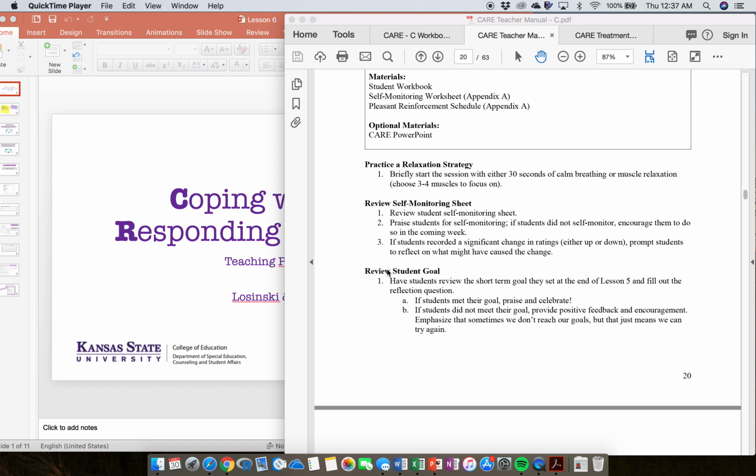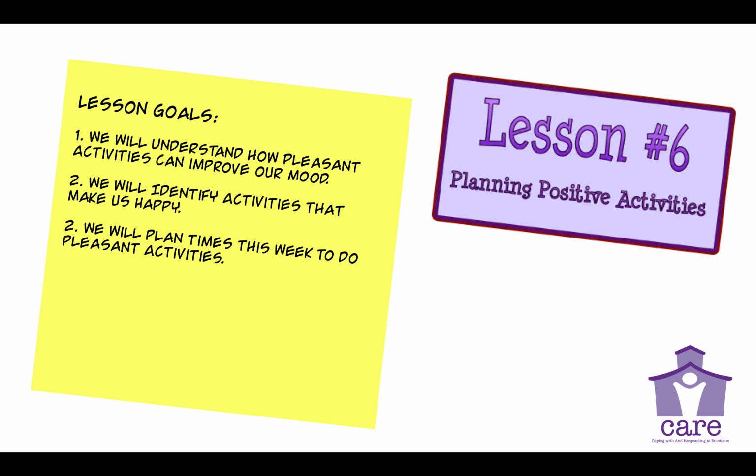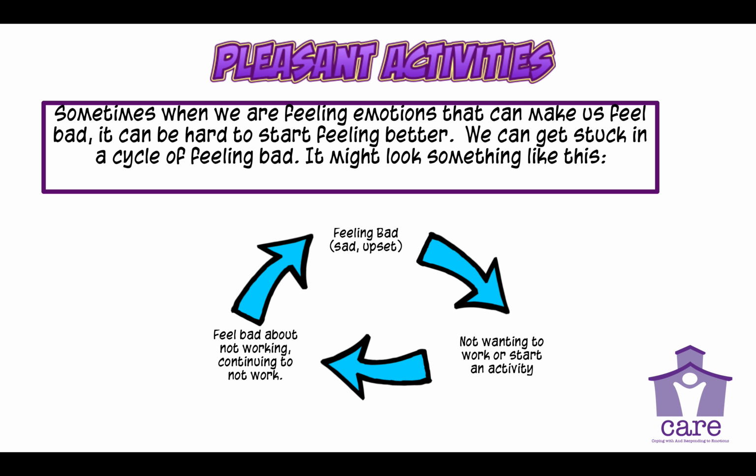We've got 3 lesson goals here for students. We want students to understand how pleasant activities can improve our mood. We're going to identify activities that make us happy, and we're going to plan some times this week to do some pleasant activities. Okay, so this is the first page of the Lesson 6 student workbook, and you can find it on page 41.